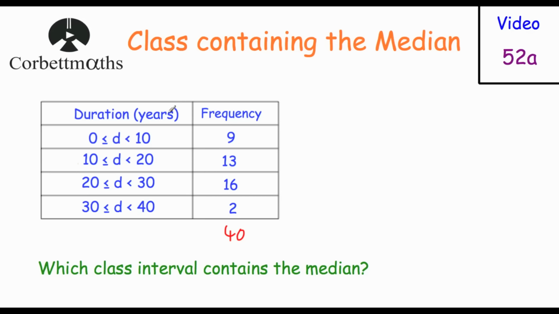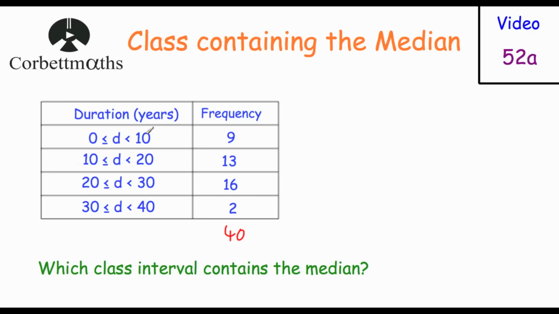So if we knew these 40 durations and if we wrote them all out, we're asked which of these categories, from 0 to 10, from 10 to 20, from 20 up to 30, or from 30 up to 40, would the median lie in? Now straight away I can see this is not going to be in the first category because there's 40 altogether. And so because there's 40 altogether, if we divide 40 by 2, that gives us a rough idea as to where the median would be. So 40 divided by 2 is the 20th. So the median would be roughly the 20th value.